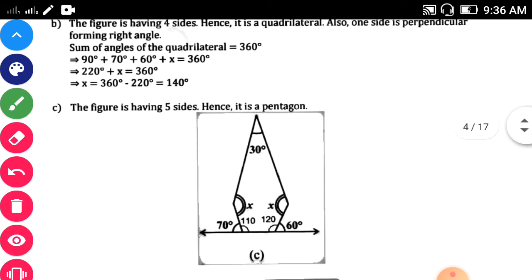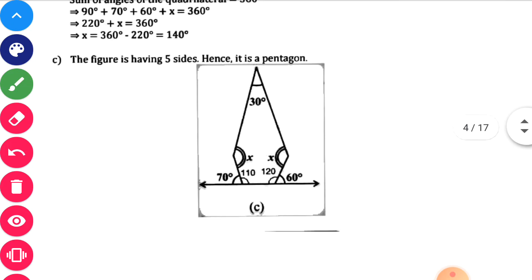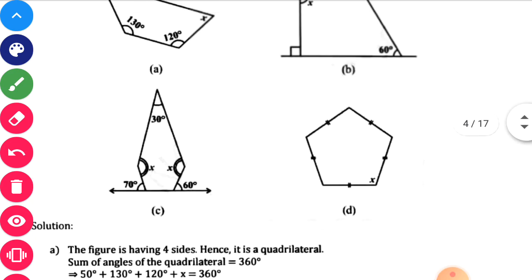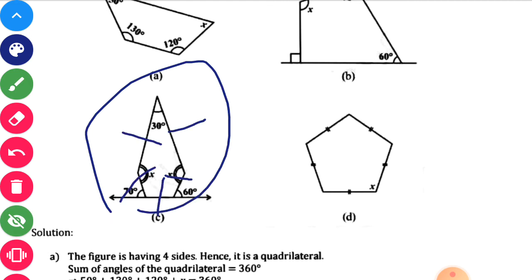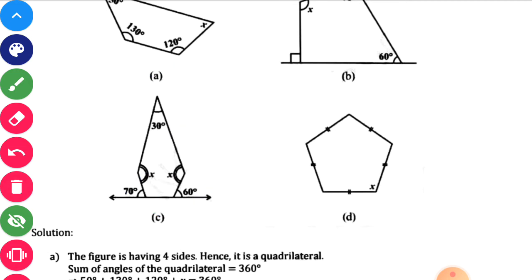C. The figure has 5 sides, hence it is a pentagon. You can see the figure. This is the figure. 1, 2, 3, 4 and 5. 5 sides are there. And here it is x. You have to find the value of x. Let's see how to find it.